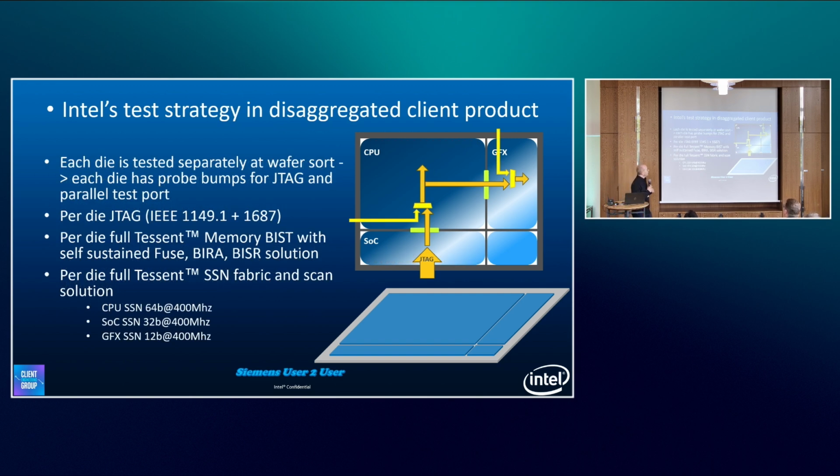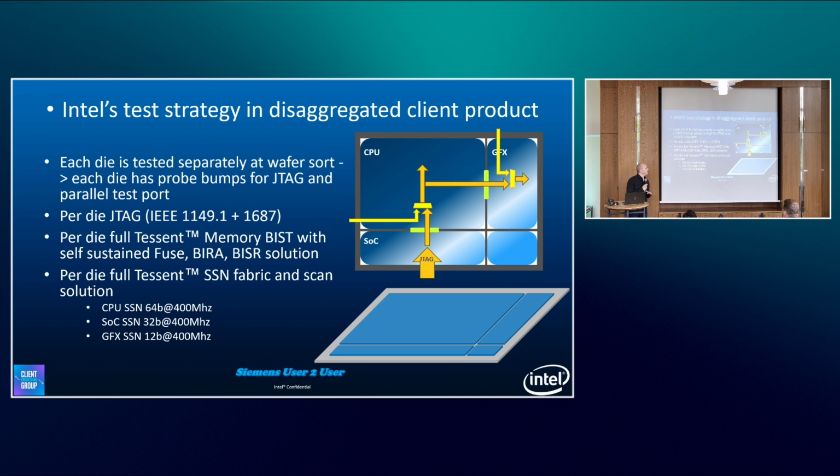Now, because we need to test each die separately at the wafer sort level, each die also has probe bumps. Those probe bumps are available both for JTAG and for the parallel test port. And obviously, we mux them in each die in order to be able to access each die separately at the sort level, when doing wafer sort. Each die has its own JTAG network. This JTAG network is composed of 1149 slave taps and 1687 instruments. It's a hybrid network. But more importantly to note is that in the HVM use case, in the sort wafer use case, each one of these dies is able to operate its JTAG network independently. And that's critical for the next step.